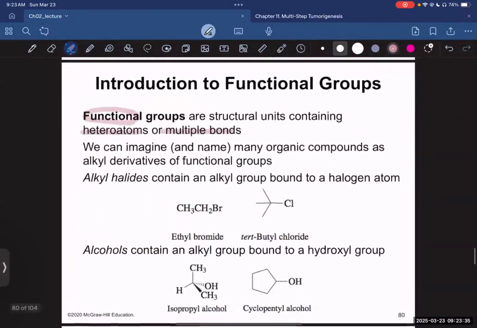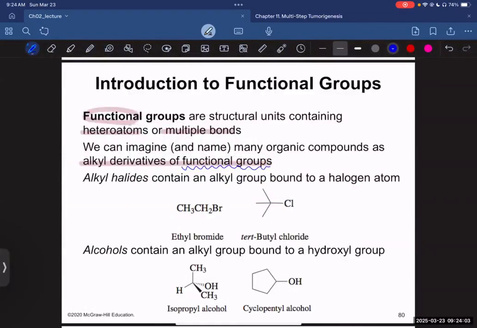And so when we try to name these compounds that have functional groups, we usually try to write them as alkyl derivatives of these functional groups. So what does that mean? We're going to actually have the functional groups be the parent for that specific molecule because it determines the type of chemical reactions or that function that that specific molecule is usually going to have.